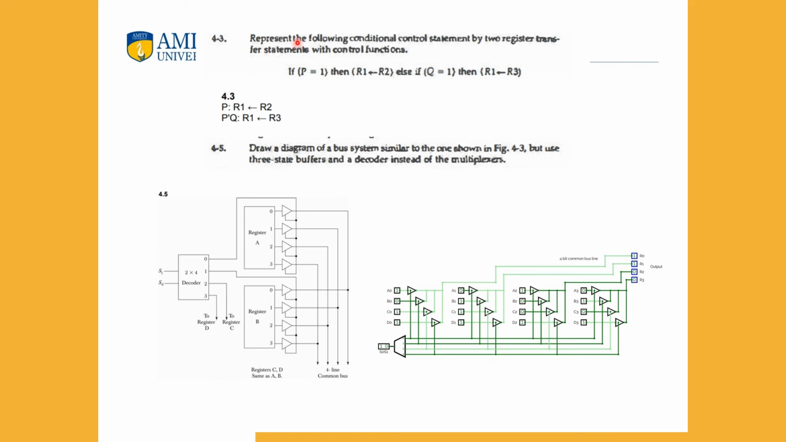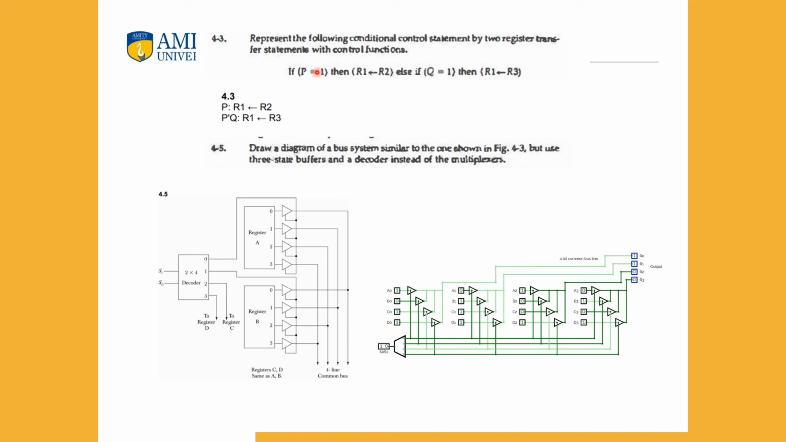In the next question, we are asked to represent the following conditional control statement by 2 register transfer statements with control functions. So if P equals 1, then R2 is transferred to R1, else if Q equals 1, then R3 is transferred to R1. So we have registers R1, R2 and R3. We are having transfers that are being made based on a condition.